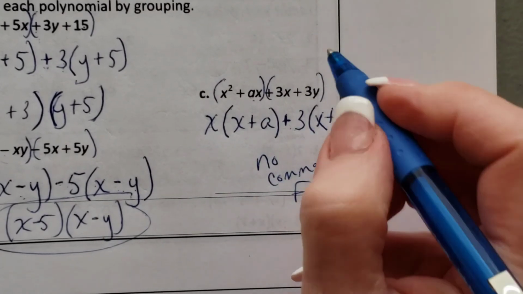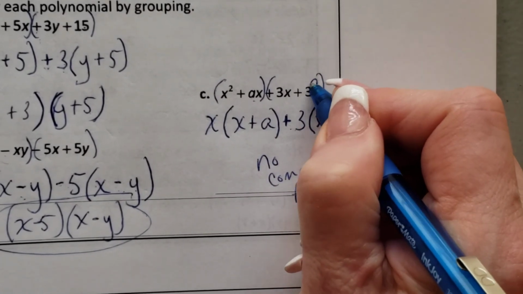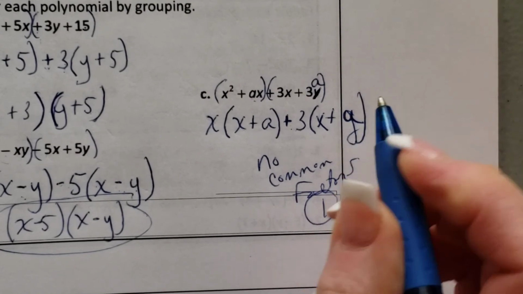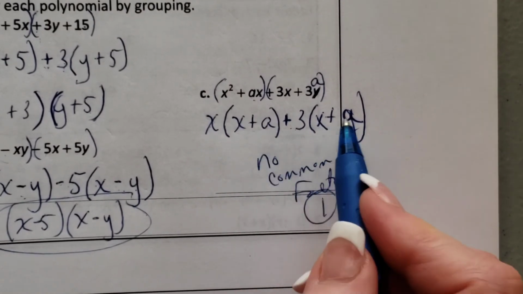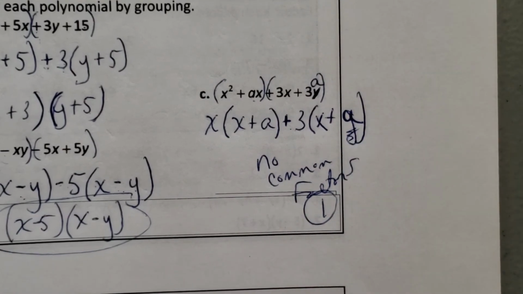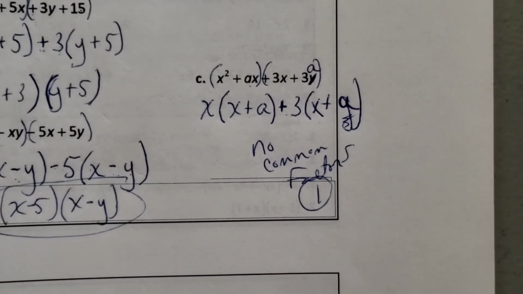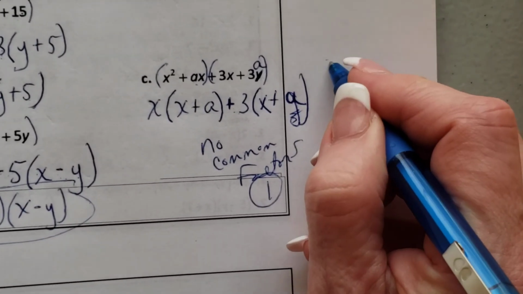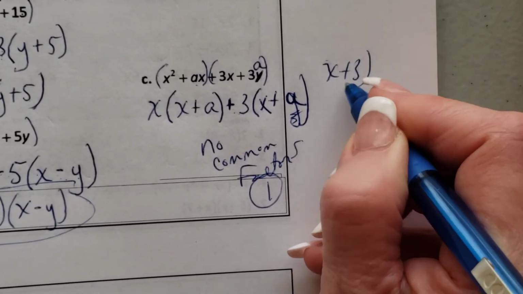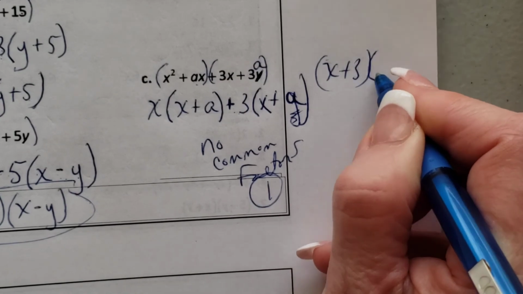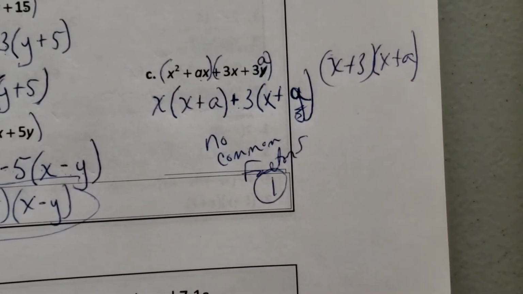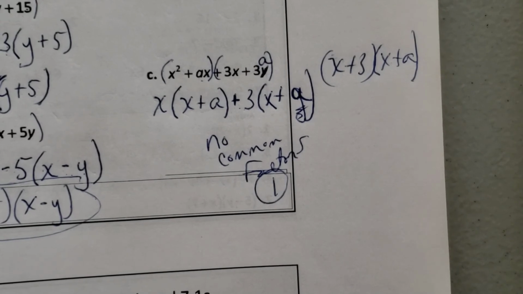But if this is a typo, which I really think it is, if that was an A originally, and these now match exactly, I wish I'd caught that before I sent that to you guys. Sorry about that. Anyway, if that were an A, our two factors would be x plus 3 times x plus A. That's only if this y was an A.